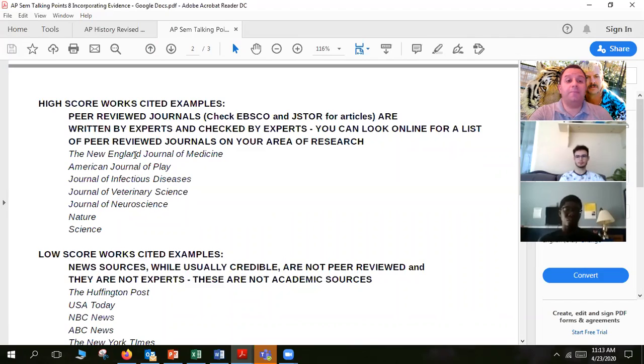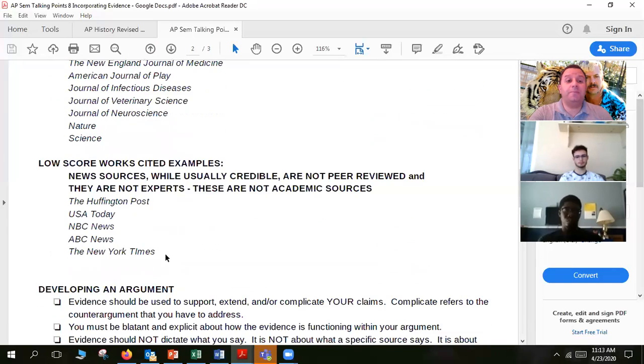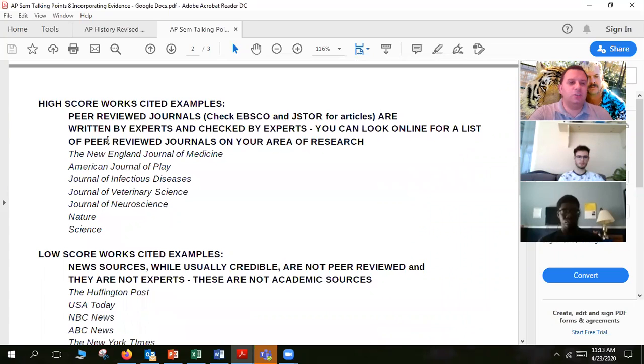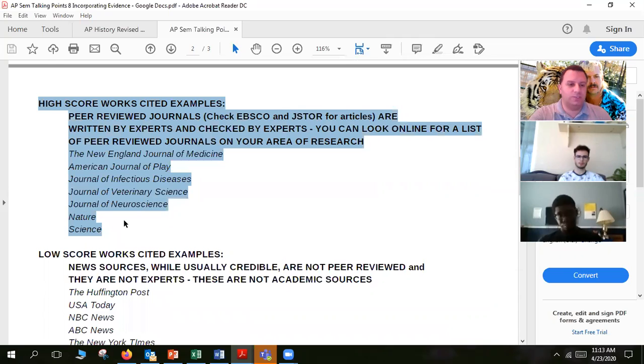The papers that scored lower are using sources like these. Notice that these sources are all credible. The New York Times is a credible source. NBC News is a credible source. So it's not that these sources aren't credible. It's just that they are not academic. And so you want to make very sure that the vast majority of your sources come from peer-reviewed academic sources.